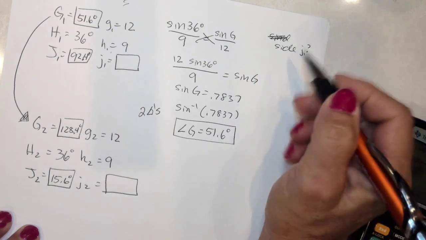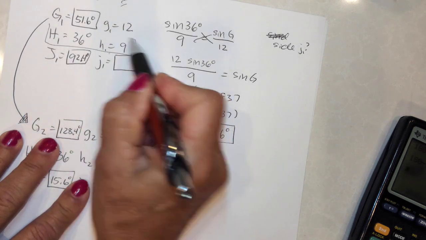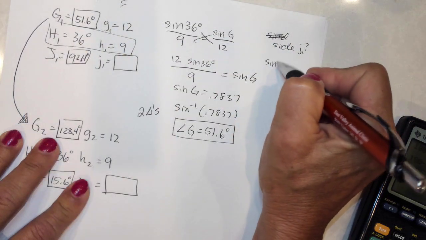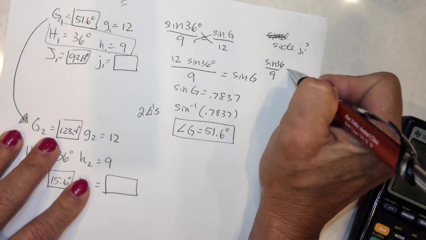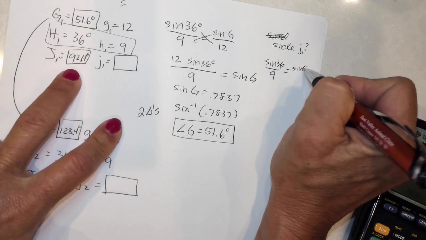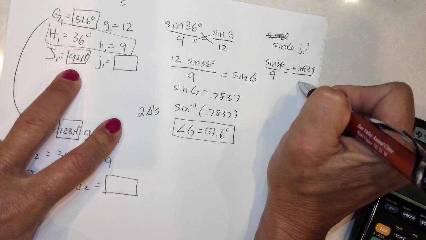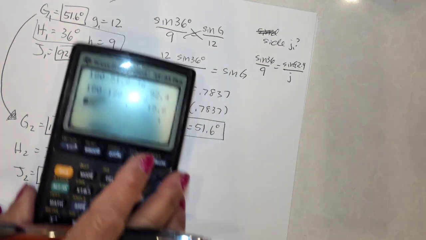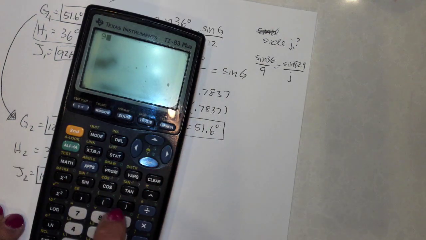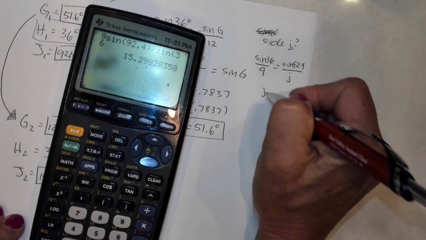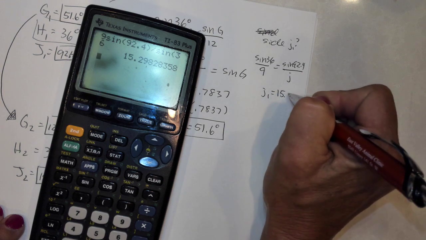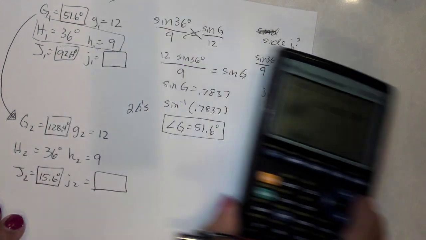And so the first option, I always go back to what I was given. So I set up the sine of 36 over 9 equals the sine of 92.4 over J. And I'm going to cross multiply. 9 times the sine of 92.4, divided by the sine of 36. So in this case, J comes out to be about 15.3.